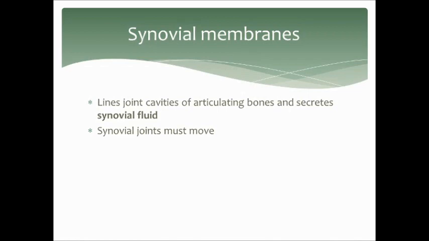So, as we said, cartilage is an avascular tissue. And in order for the joints to get their nutrients, they do so by the movement of this synovial fluid. So in order for your cartilage in the joint itself to receive any nutrients, you have to keep moving.